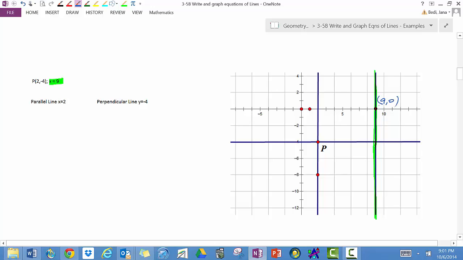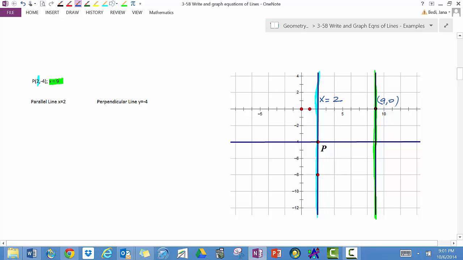And we want lines that are parallel to a vertical line. So that line that's parallel to this vertical line has to pass through the point 2, 4. So what we're going to have is this line here, and its equation is x equals 2.